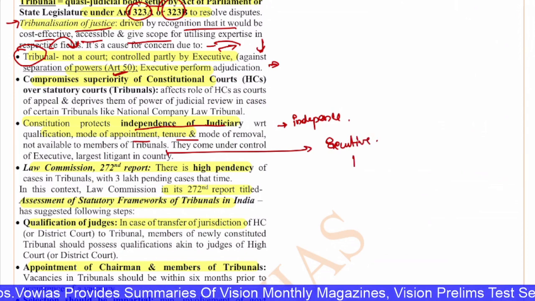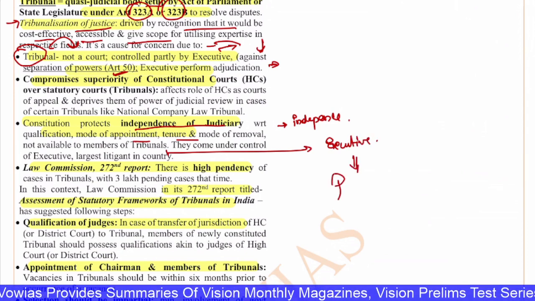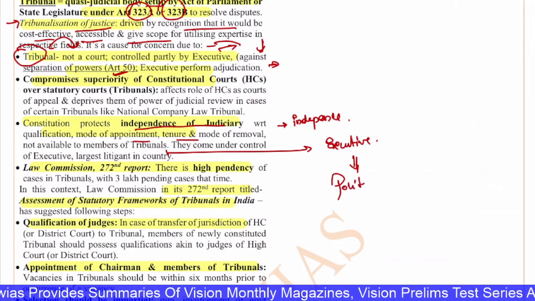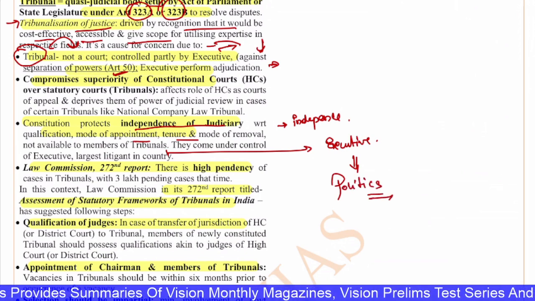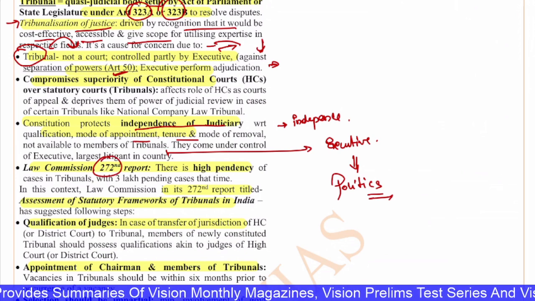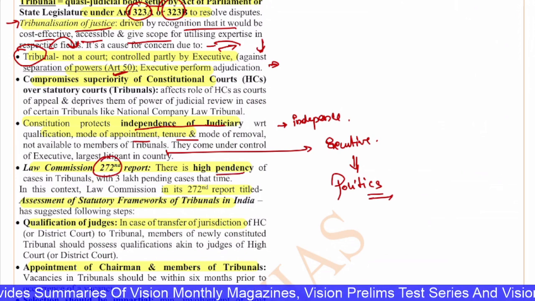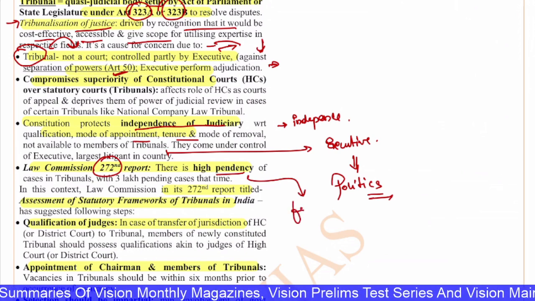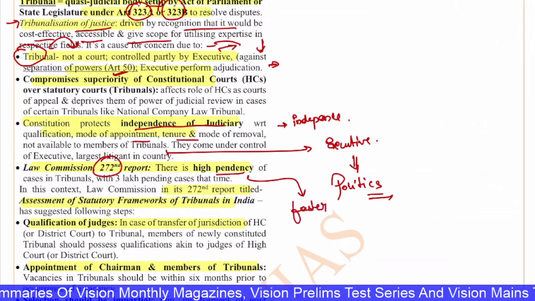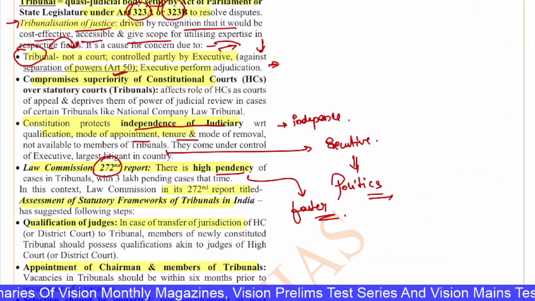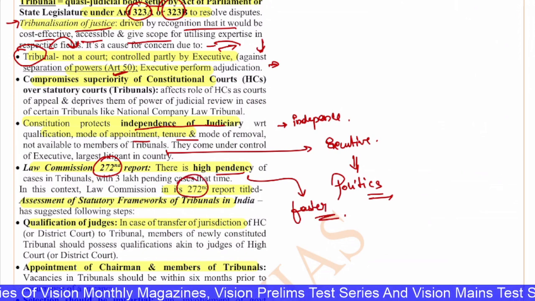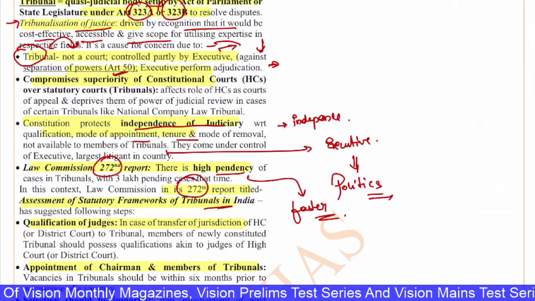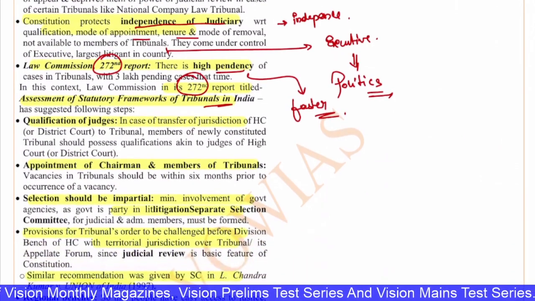Also, the Law Commission in its 272nd report said that there is high pendency of cases even in the tribunals. The main intention of the tribunals is to ensure faster justice. But if the tribunals are not able to deliver this, then the main reason for their creation is getting diluted. The Law Commission in its 272nd report, titled Assessment of Statutory Functions of Tribunals in India, has suggested the following steps. Qualification of judge.